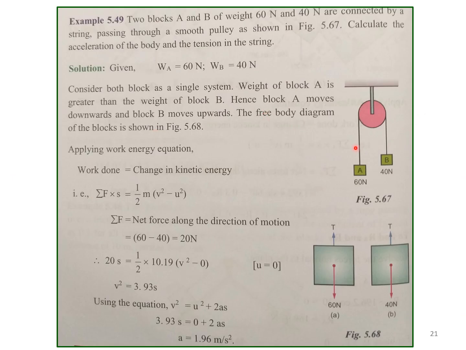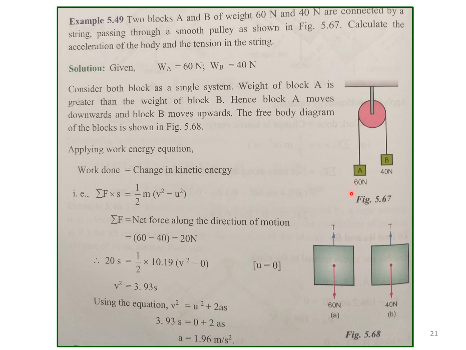Now the next problem: you have two blocks. Again it is passing over a smooth pulley as shown in the figure. The weights of the blocks are given. For this you have to calculate the acceleration of the body and the tension in the string. So this is the question. You have two blocks which are connected over a smooth pulley, and for this system you have to find the acceleration of the body and the tension in the string.